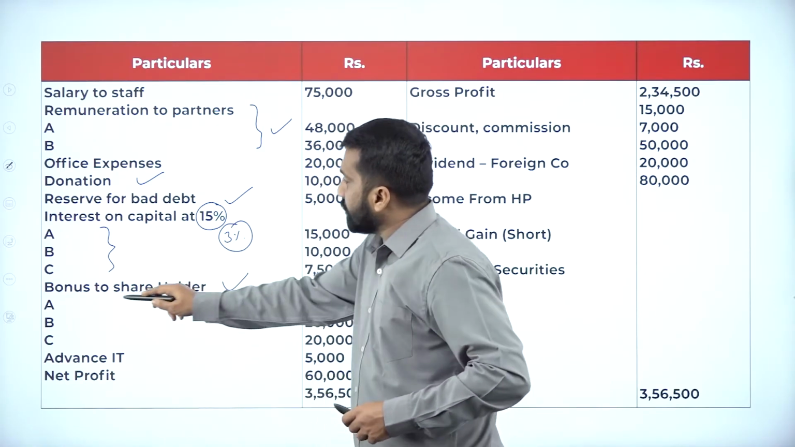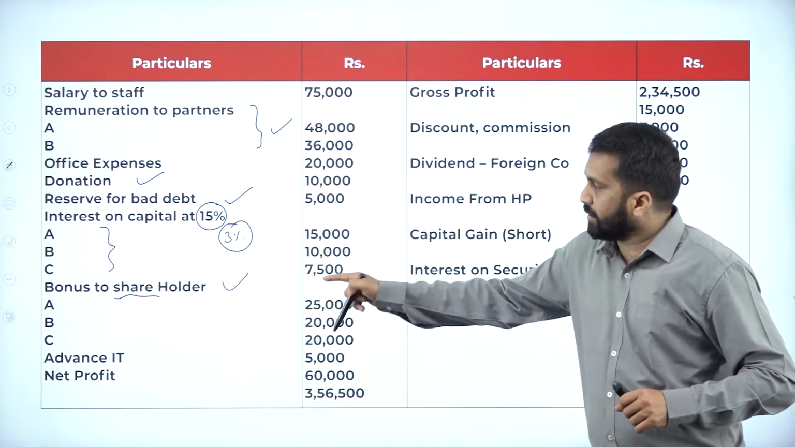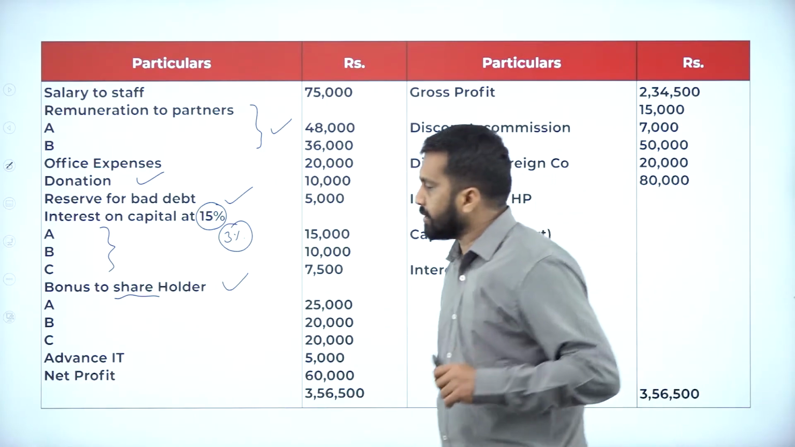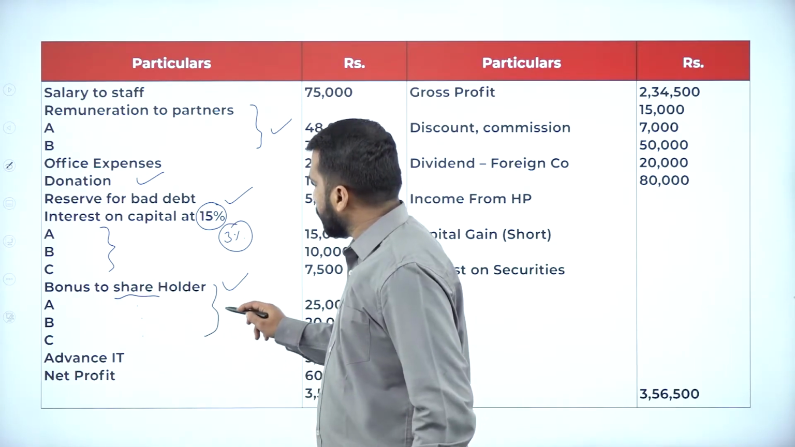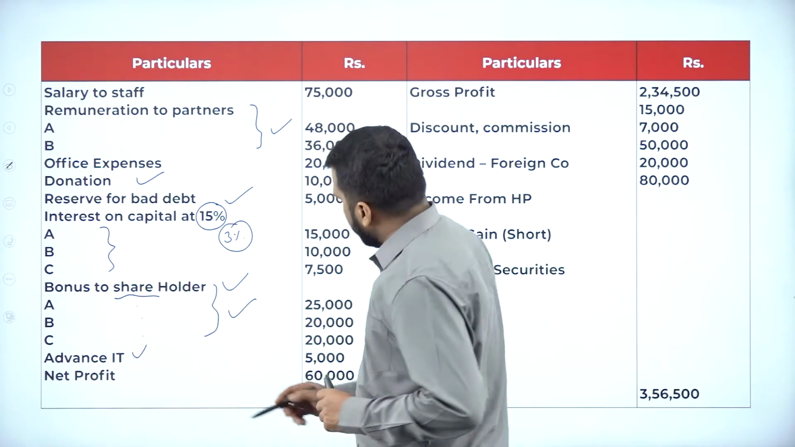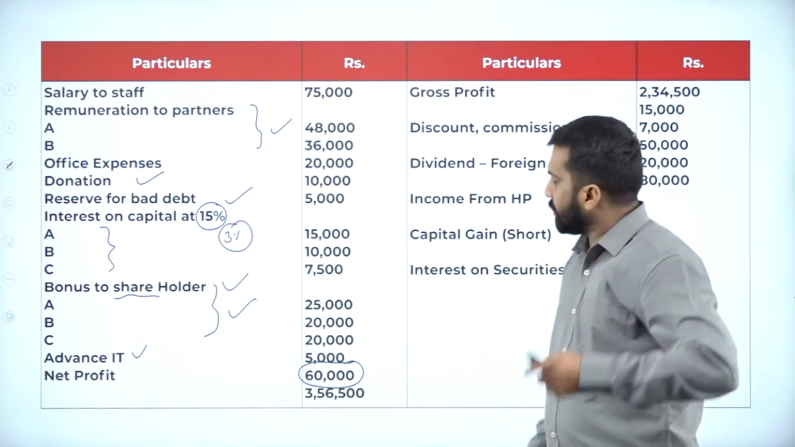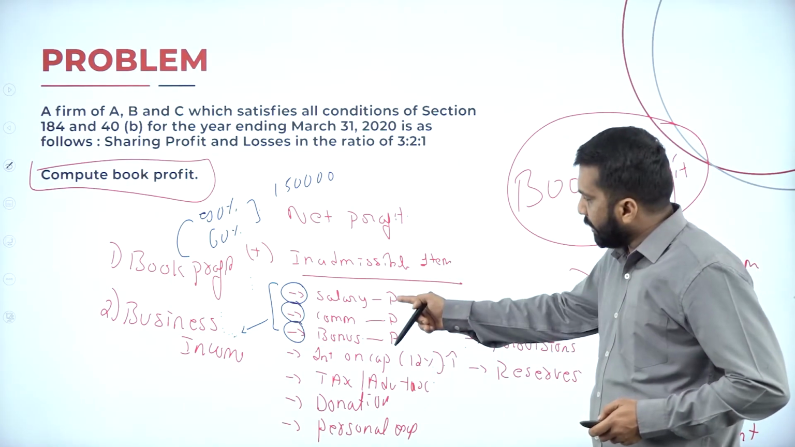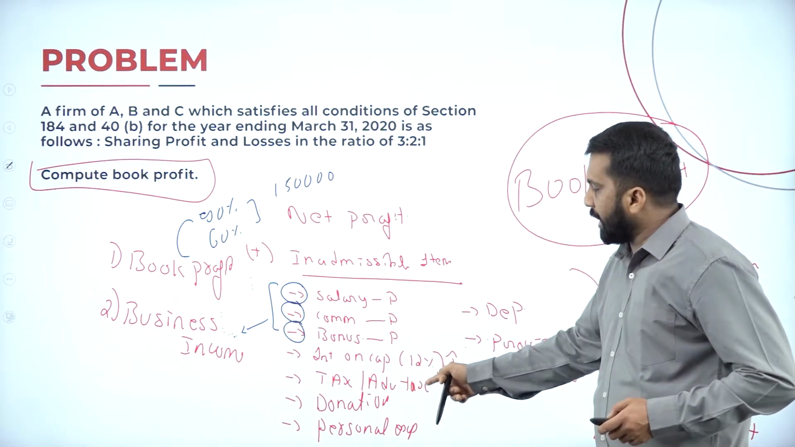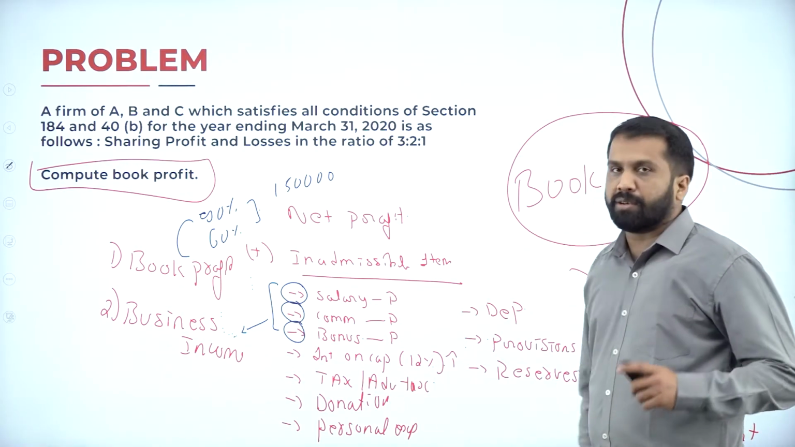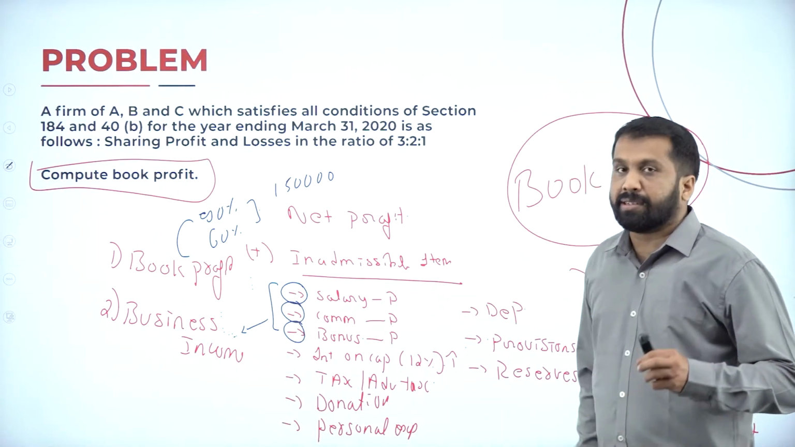Calculate and take. Bonus to shareholders. So it is not partners. Remember, it is not partners. This is shareholders. But we are supposed to consider. Now, A, B, C. Now, advance IT, this we are supposed to take. Advance IT we are supposed to take. And net profit in the beginning only we will write. Hope you got it. Remember those things I explained to you. Salary, commission, bonus. We are taking interest excess of 12%. We are taking advance tax. We are taking donation. Hope you are clear. So whatever points I have given, out of this only you will get it in the question paper.